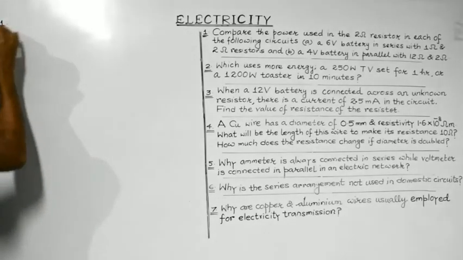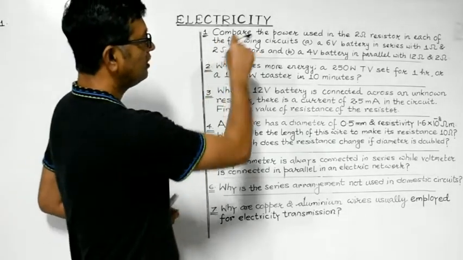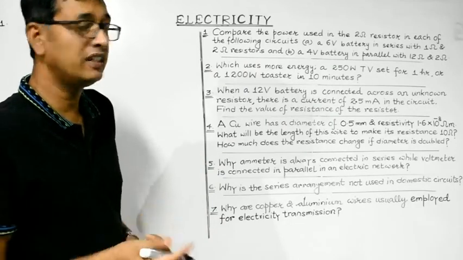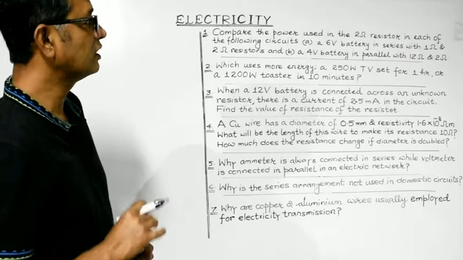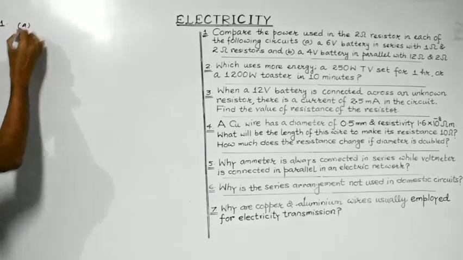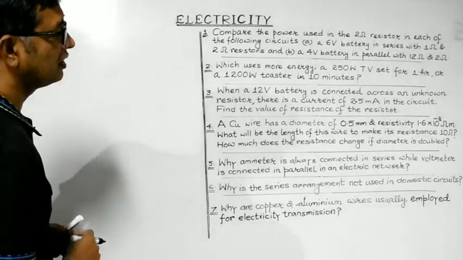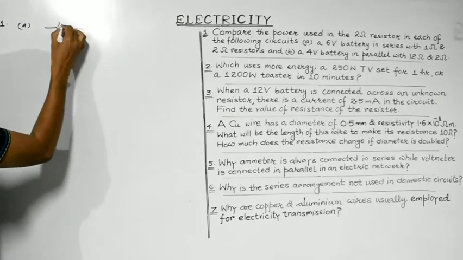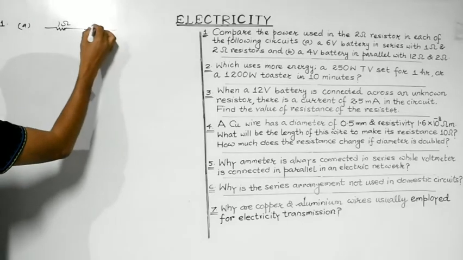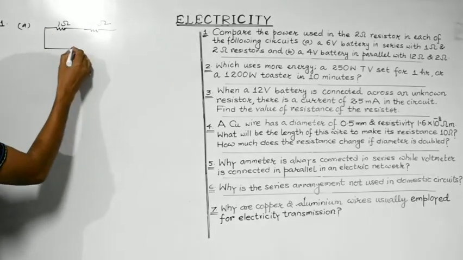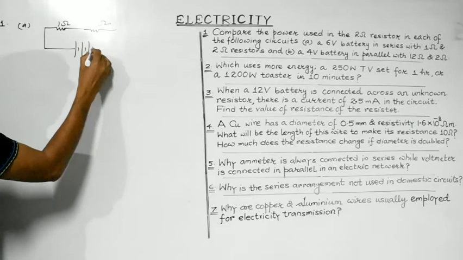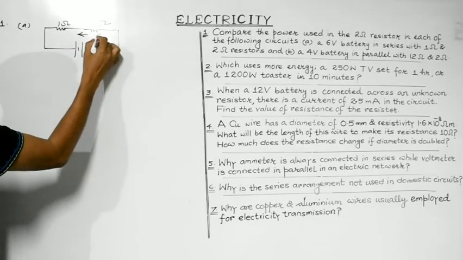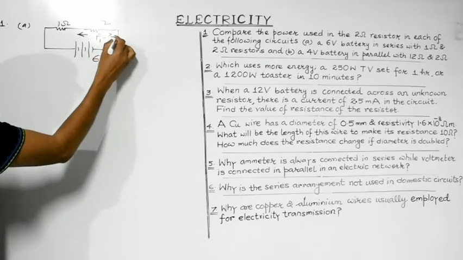First question is a numerical, and it's given that we are supposed to compare the power used in 2 ohm resistor in each of the following circuits. First circuit is a 6 volt battery in series with 1 ohm and 2 ohm resistors. This is 1 ohm, this is 2 ohm, they are connected in series, and a battery of 6 volt. Here we are supposed to find out the power. Suppose it is P1, right?